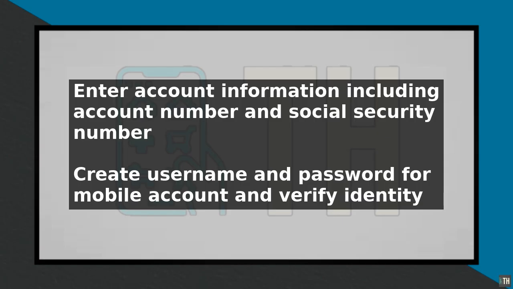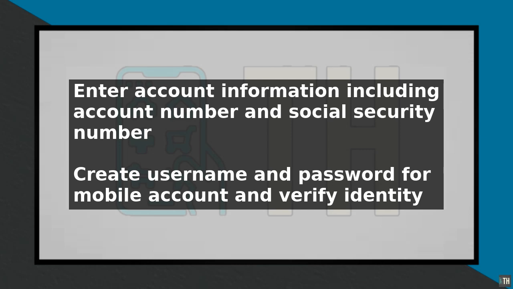After entering your account information, you will receive a verification code sent to your registered phone number or email address. Enter this code into the app to verify your identity. Once verified, you can set up your account preferences, including setting up account alerts and notifications.